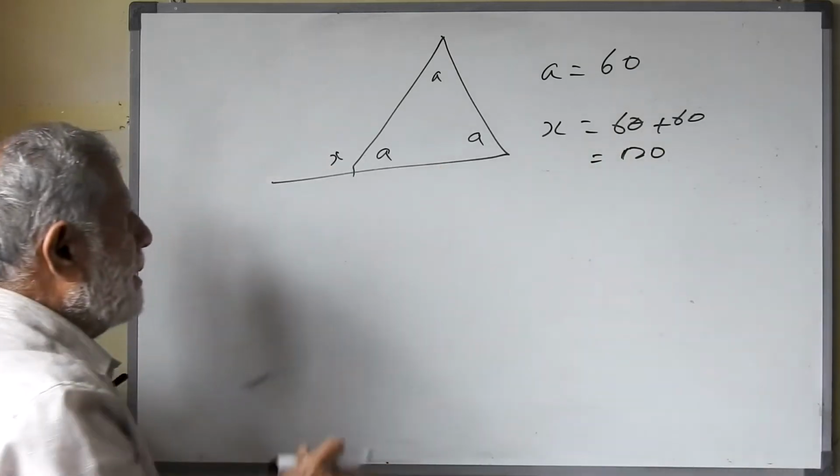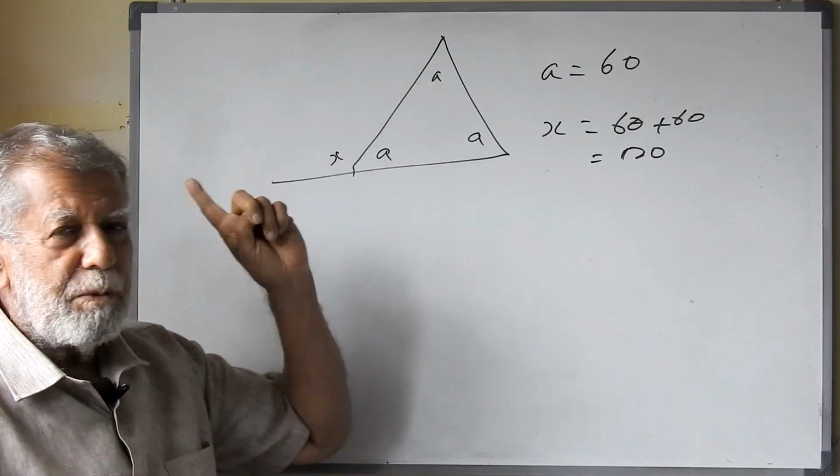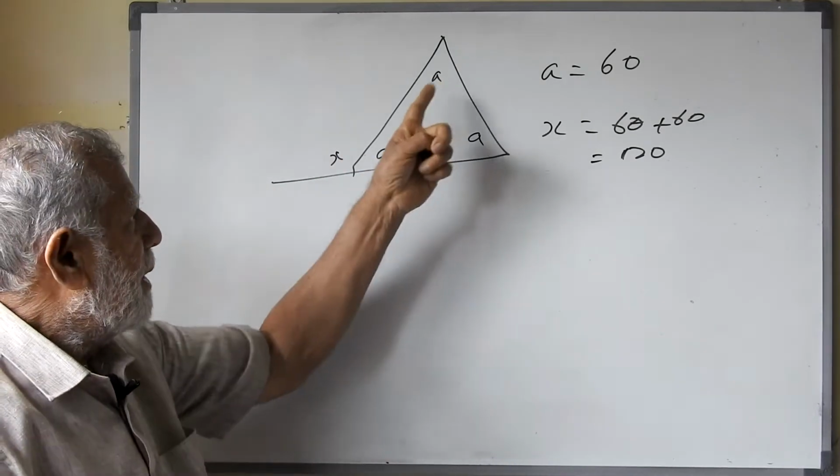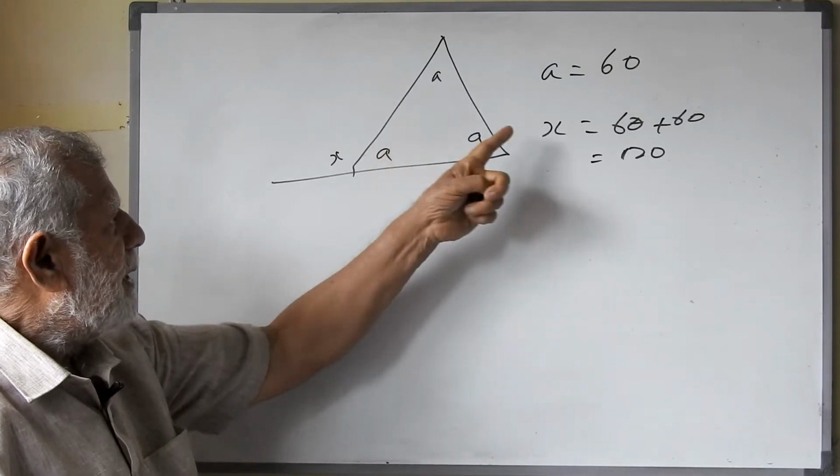Here some children will be confused, no angles are given, we can't calculate. But we must know the rules. Equilateral triangle, the angles add up to 180 degrees. So all the angles are equal, so one angle is 60 degrees.